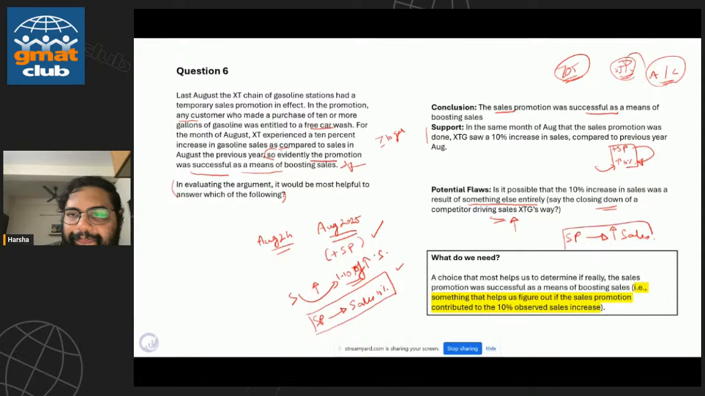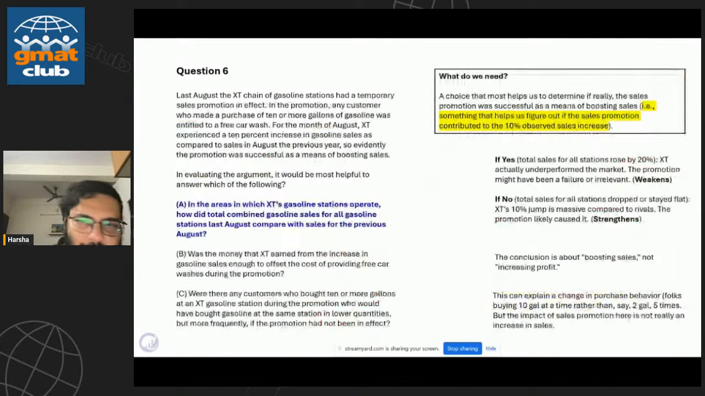Very, very clear. Now, if you think about it for a second, I would love to know, for example, did some competitor company close down their business, which could have led to this kind of increase. That would help. Things like that would help. Now let's pass through the choices.